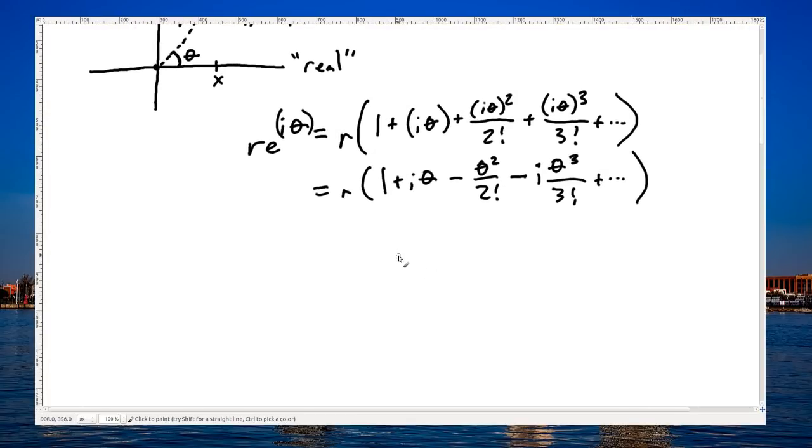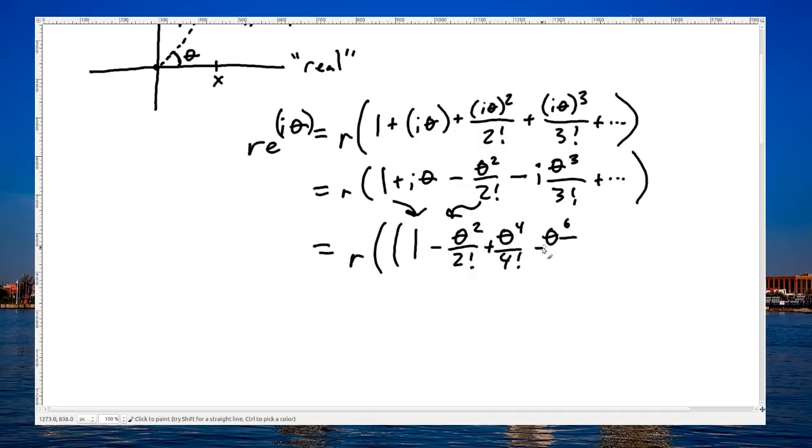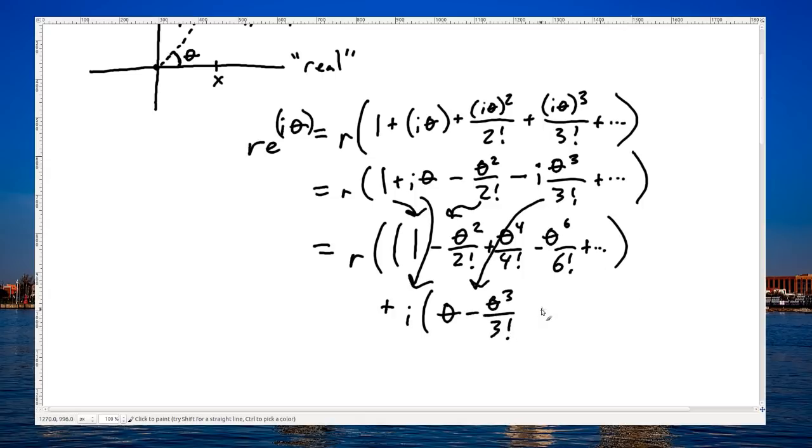What I notice when I do this is I can rearrange this. The r is just going to stay there the whole time. Don't be surprised by that. But I could take all of the things that do not have an i, like 1 minus theta squared over 2 factorial. If we kept doing it, we'd get theta to the 4th over 4 factorial, theta to the 6th over 6 factorial, and that would go on a long time. And then we also have the i stuff. So the i's, I'll factor those out. We're left with a theta, minus theta cubed over 3 factorial. And then if we kept going, you would have theta to the 5th over 5 factorial, minus theta to the 7th over 7 factorial.